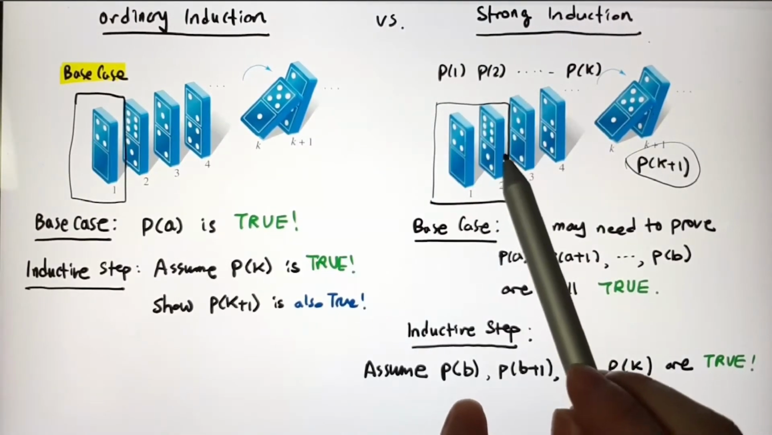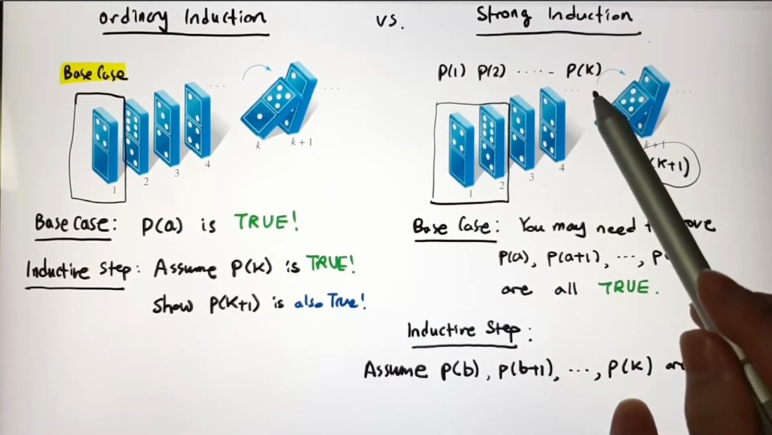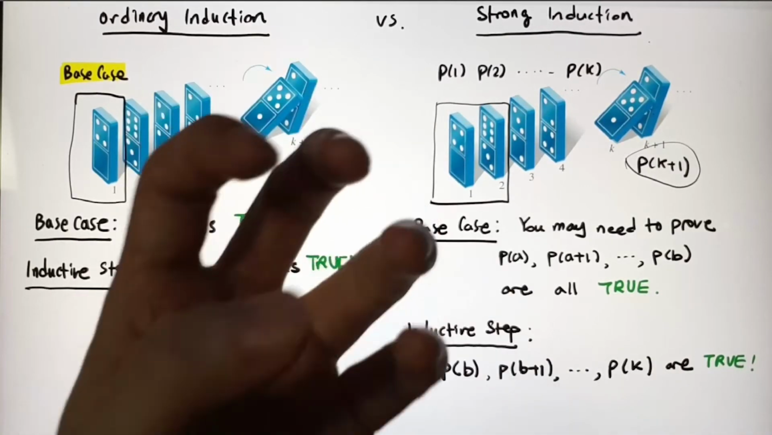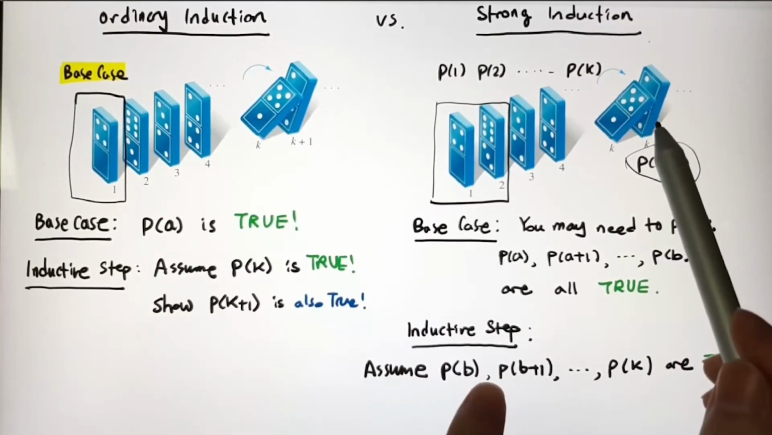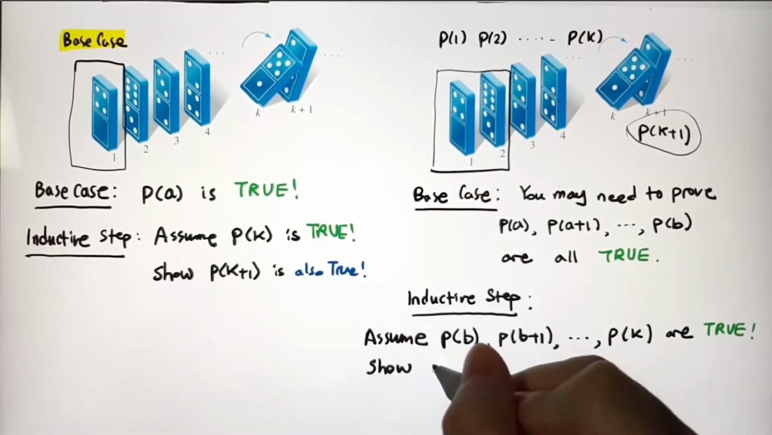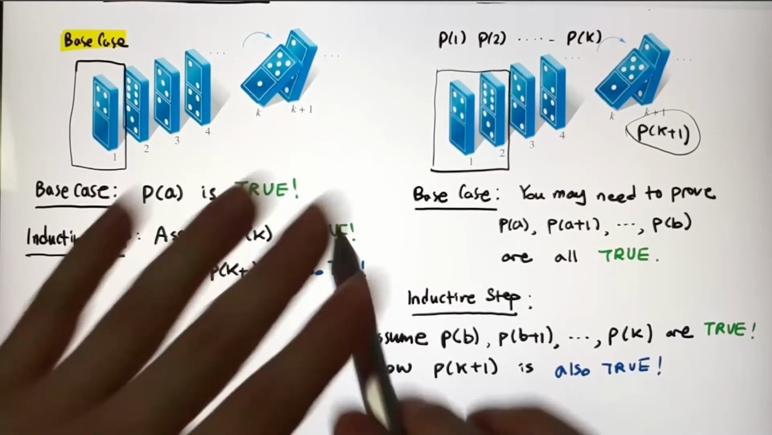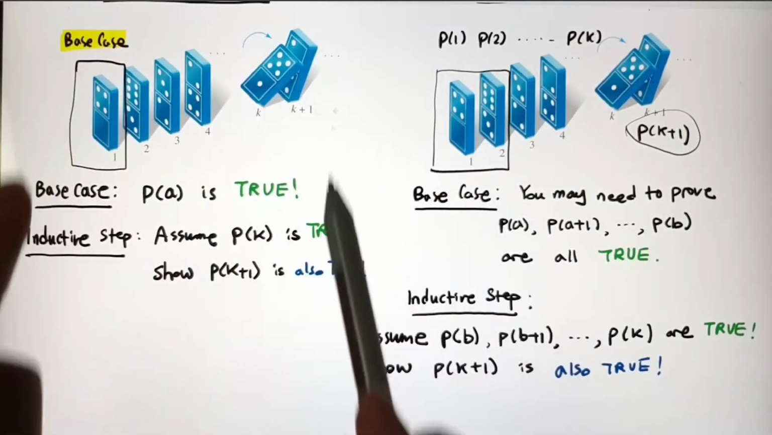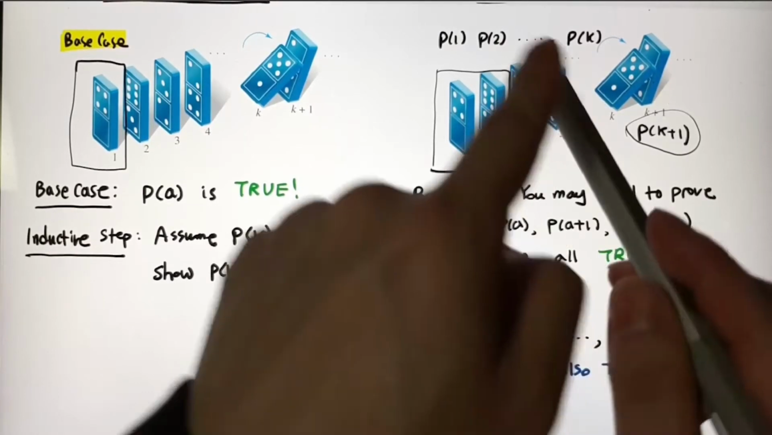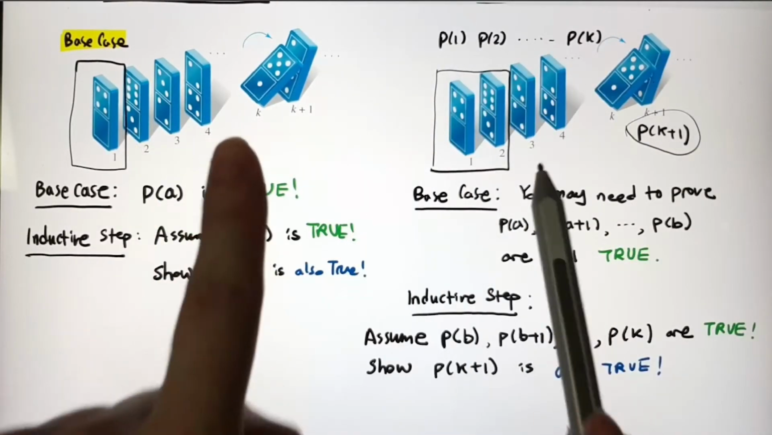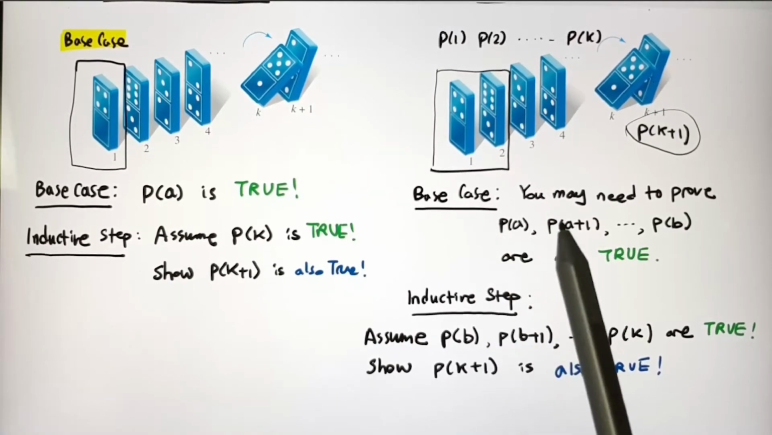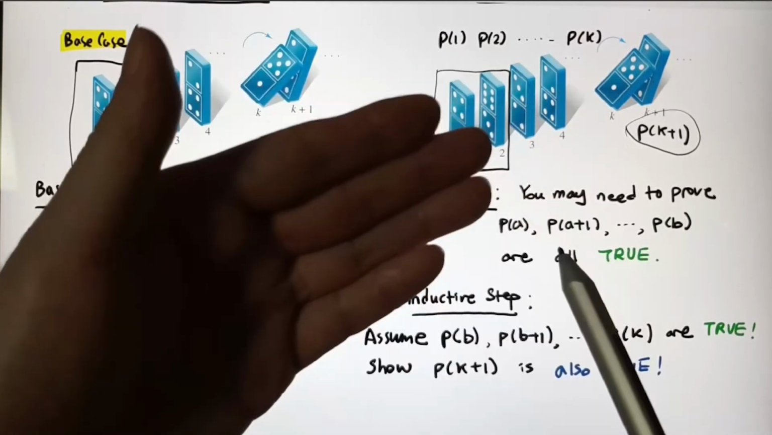Assume P of b plus 1 up to P of k are all true. Now, using this strong power and momentum to knock down P of k plus 1. That's our goal in the inductive step. So in summary, everyone, if you understand how to do an ordinary induction proof, you technically know how to do a strong induction proof. They are very similar, but for the base case, you may have to prove multiple statements sometimes.